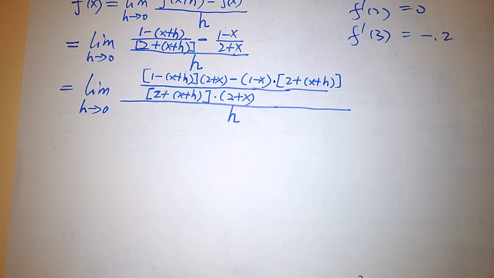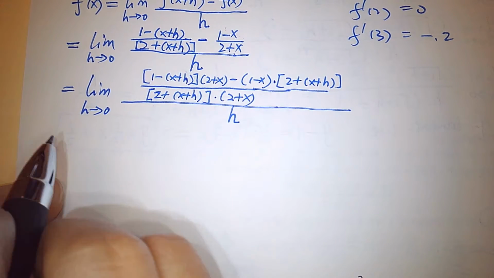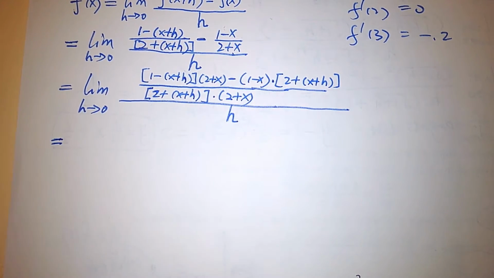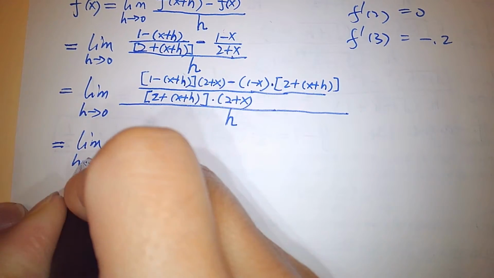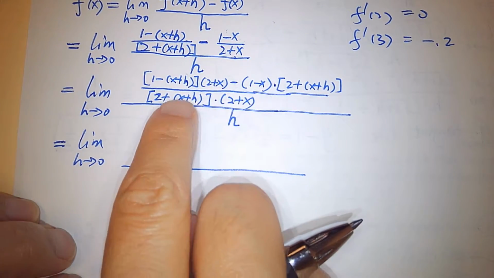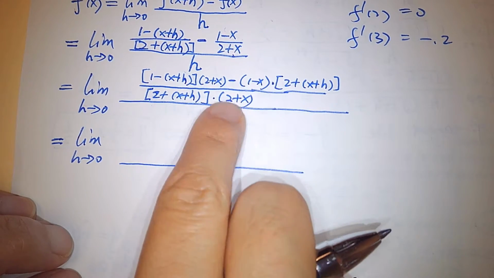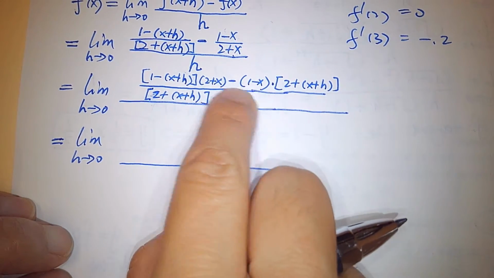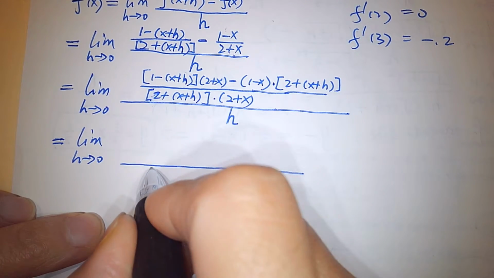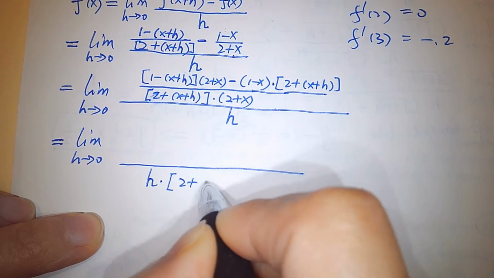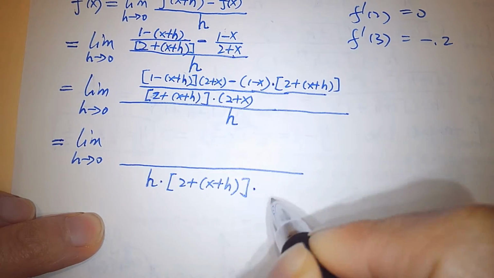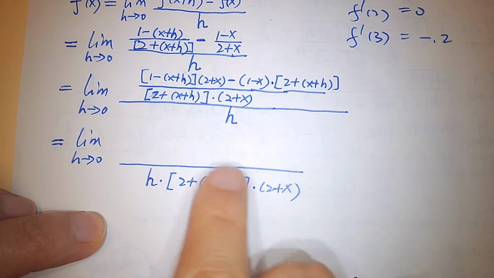I'm going to slow down a little bit until everybody can follow me, okay? Are we on the same page, everybody? Alright, so limit h approaches 0. Ooh, that's a lot, okay? This denominator divide by h. So I'm going to put these two together, okay? This part and h together, so give us h times by 2 plus x plus h, bracket times by 2 plus x, right?